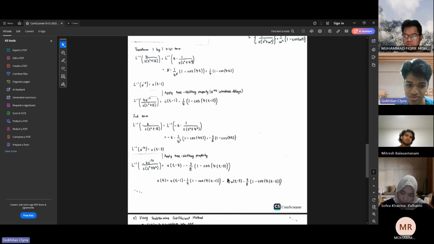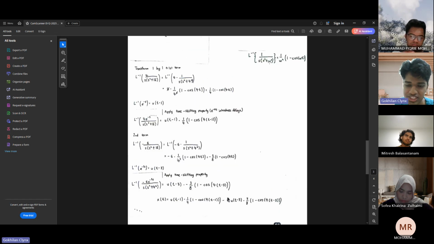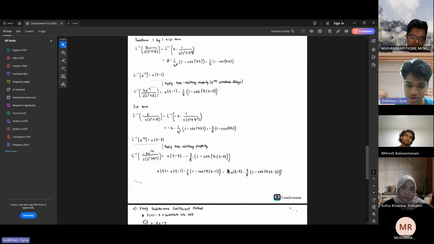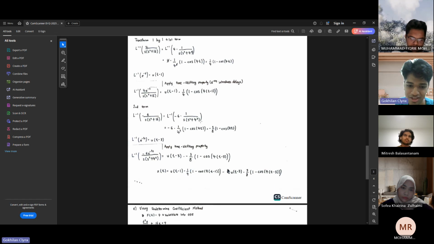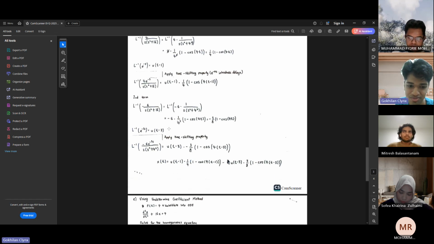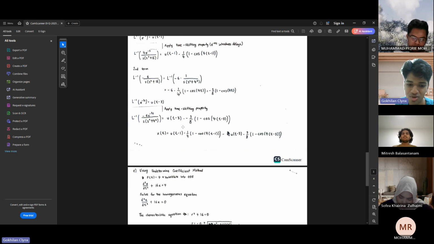This is the unit step function at t equals 1. And the second term, we do the same, because they are in the same form. So we get the 1 minus cos 4t again, and the radian is 4 squared. So just substitute, and then we get this. And then we do the same as we did before, and we combine both terms.